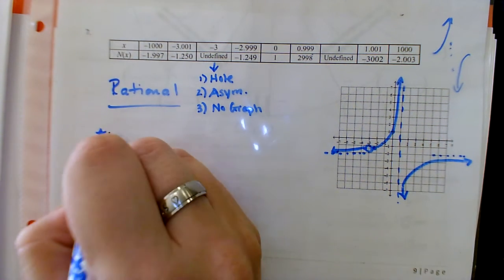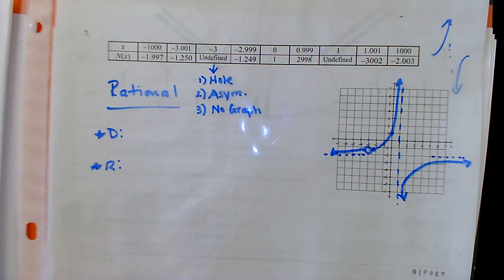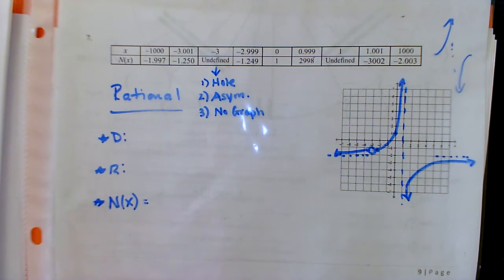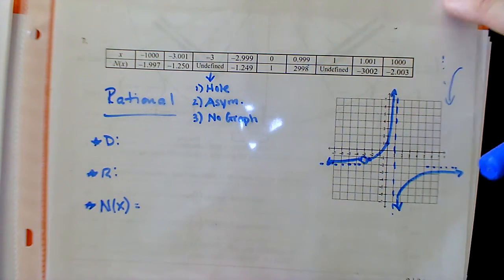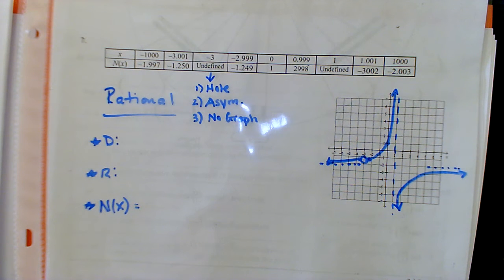So let's tackle a few things. Maybe we can try to find the domain, the range. Maybe we'll try the equation. We'll give a stab at it. Anybody want to tackle domain or range? How far left can we go? How far right can we go? But do we have any issues in between?